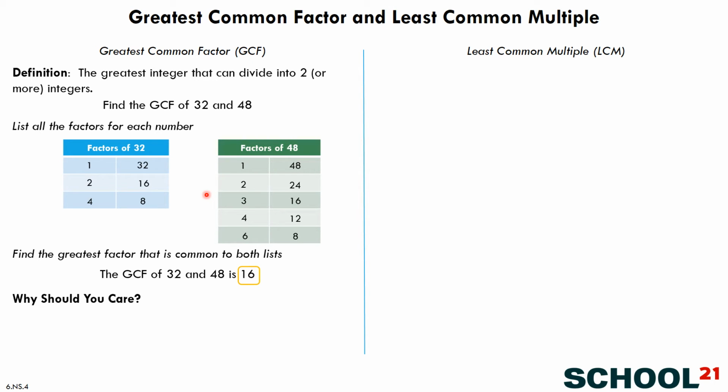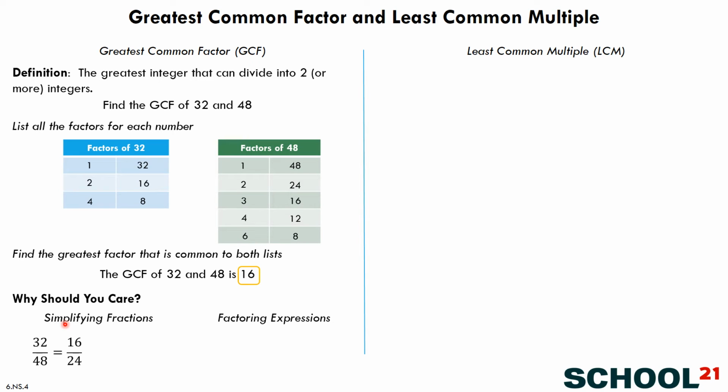Now, why should you care? Why does this even matter? Well, there's a couple of good reasons with greatest common factor. There are others than these, but here are a couple. One is with simplifying fractions. Let's pretend that you actually had a fraction that was these two numbers, 32 over 48. You said, hey, I want to simplify that fraction. I think I can simplify it. And then you said to yourself, oh, well, 2 goes into 32 and 48, so let's divide both by 2.